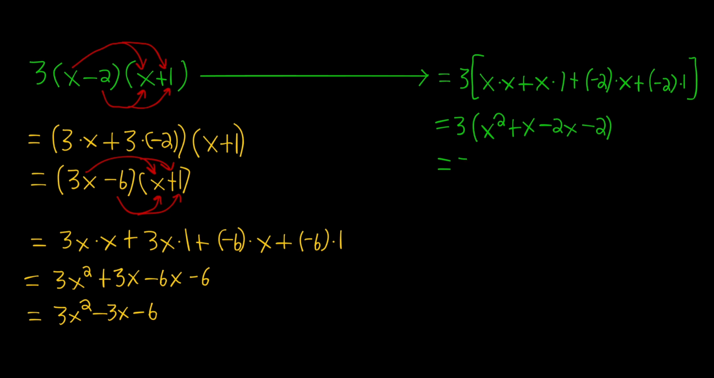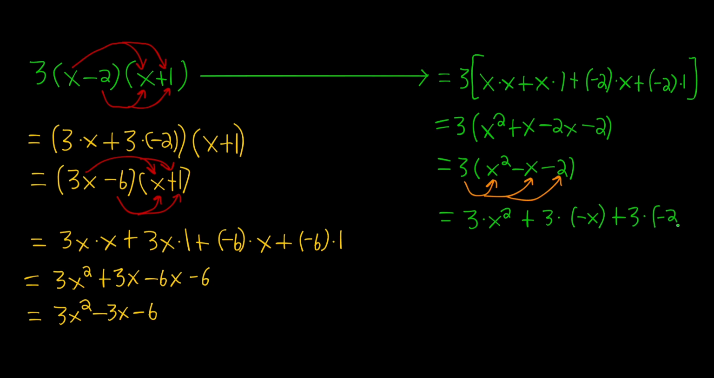Now, we can combine like terms inside of the brackets, which is going to give me x squared minus x minus 2. And finally, if we go back, now we can use our distributive property, because that 3 on the outside still has not been used, which means we can still use the distributive property here. And that's going to give me 3 times x squared plus 3 times negative x plus 3 times negative 2. Or 3x squared minus 3x minus 6 as the final answer.